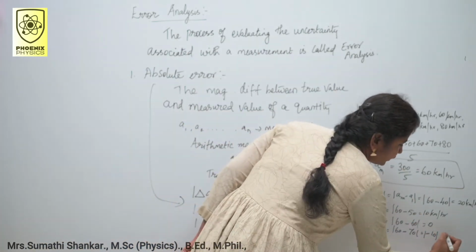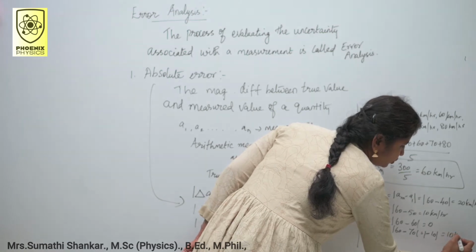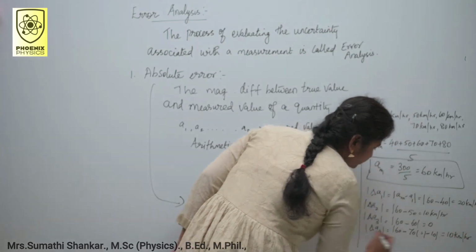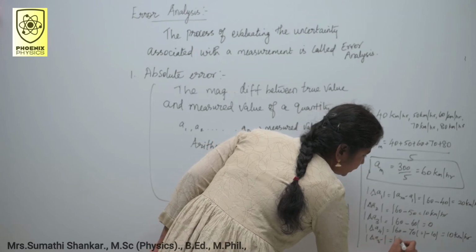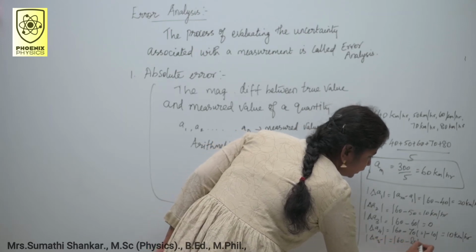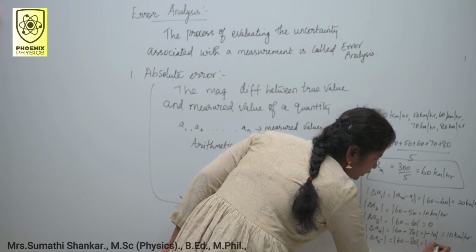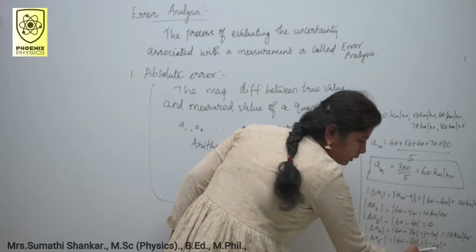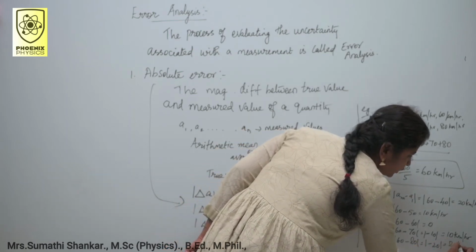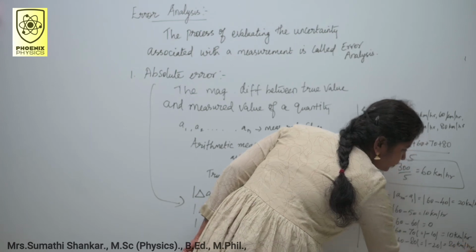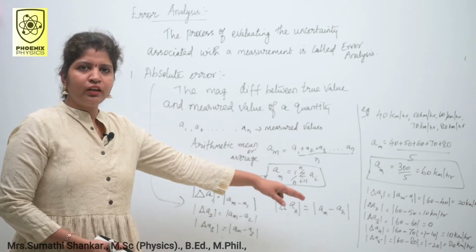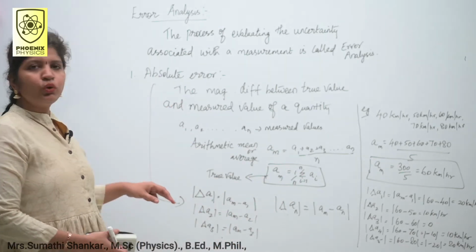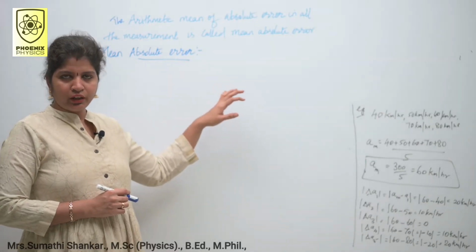So you can write it as plus 10 kilometer per hour. Same way, delta A5, 60 minus 80, again minus 20, but we are taking magnitude, so 20 kilometer per hour. So we can calculate absolute error like this. Next one is mean absolute error.